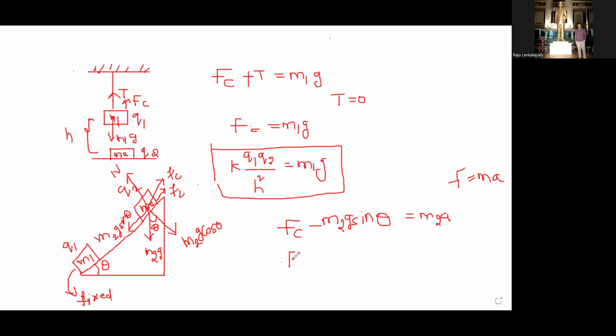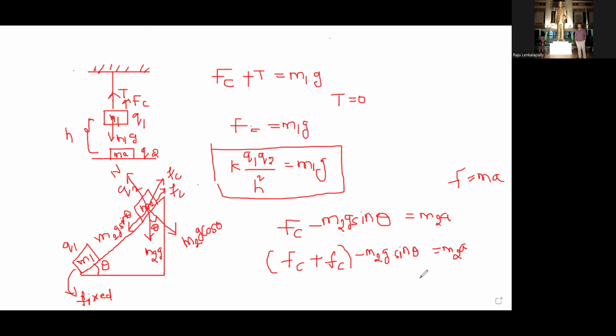So this is Fc. Friction force is acting like this. Both will be in the same direction, friction force and Coulomb's force. Now I can write like this: Fc plus friction minus m2g sin theta is equal to m2 into a.